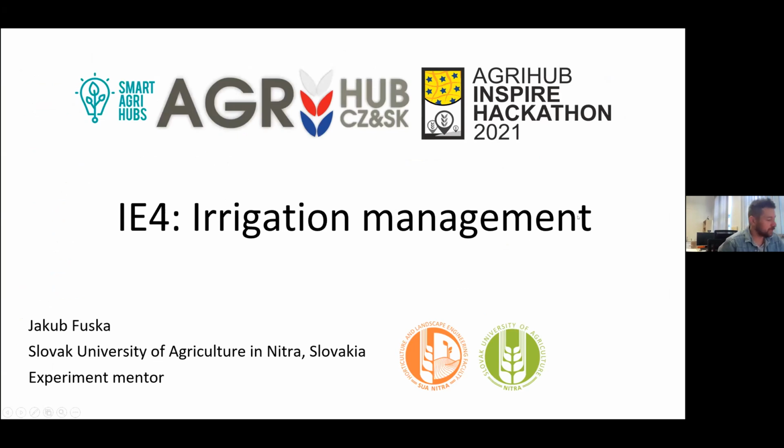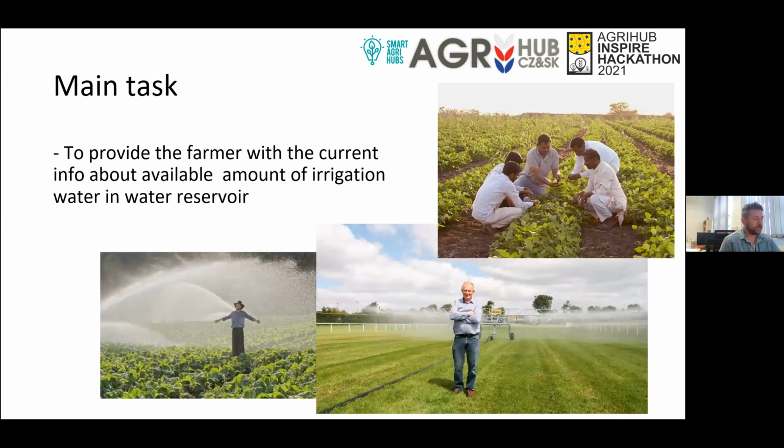So again, my name is Jakub Fuska. I'm working at the Slovak University of Agriculture, and our project, irrigation management, is also dealing with sensors and WebGIS publication of the sensor and processed data. The task of our project is quite simple. We are trying to answer the questions of farmers who are running irrigation systems which are fed by water from water reservoirs, where the water level and the water amount are fluctuating. So we want to answer the question: how much water do we currently have in our water reservoir?